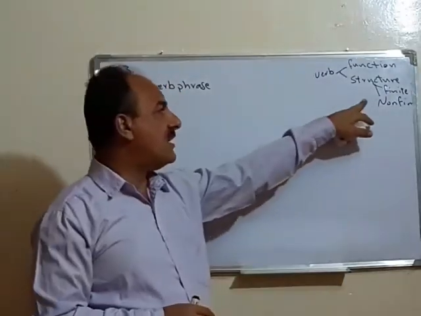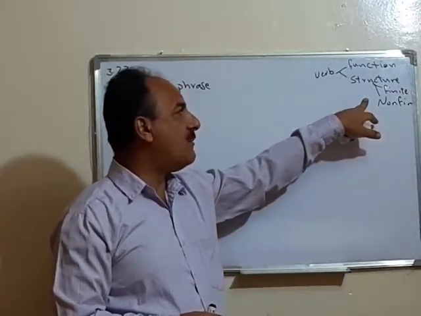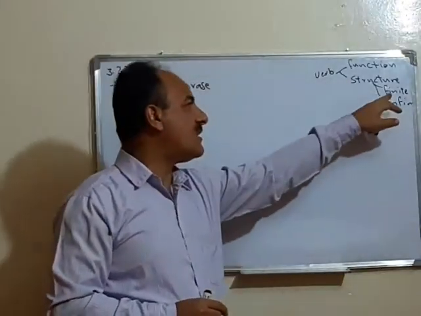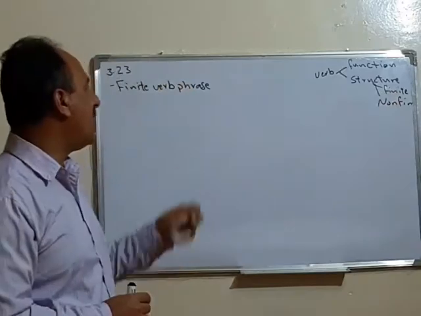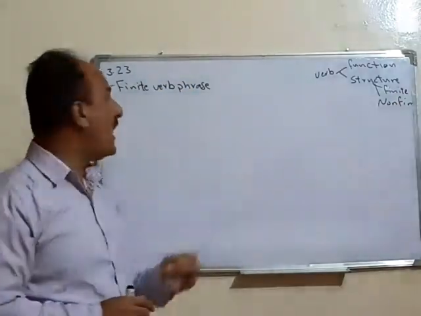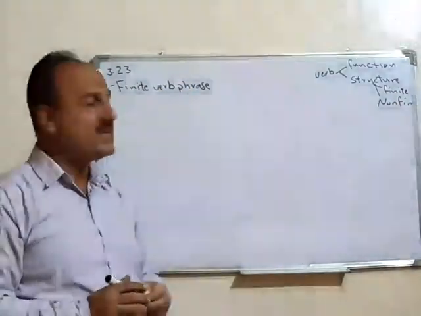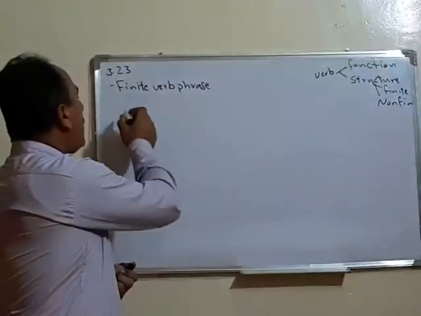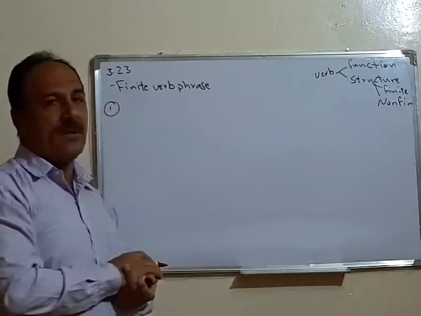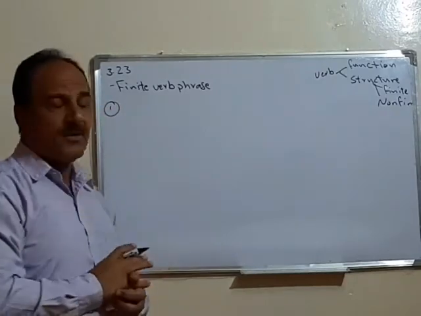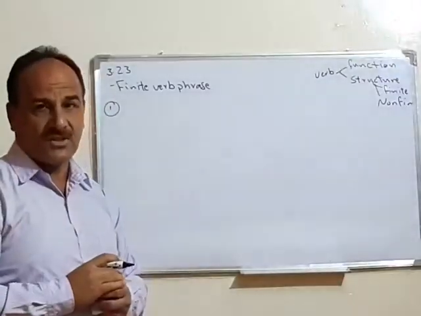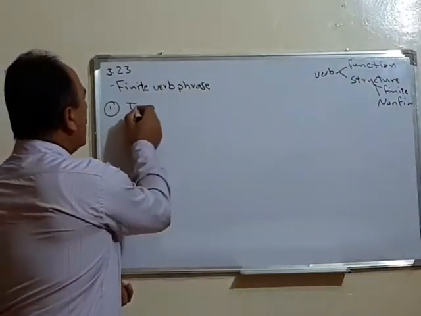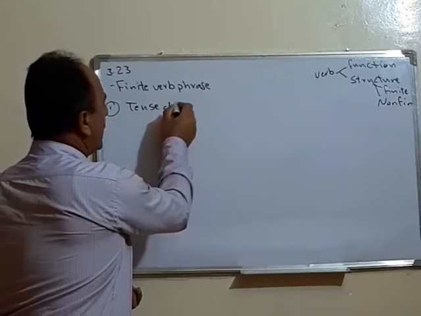In this case, verbs can be either finite or non-finite. So let's have an idea about what is meant by finite verb phrases and non-finite verb phrases. For verbs to be finite verb phrases, there should be three conditions. The first one is what we call tense distinction.